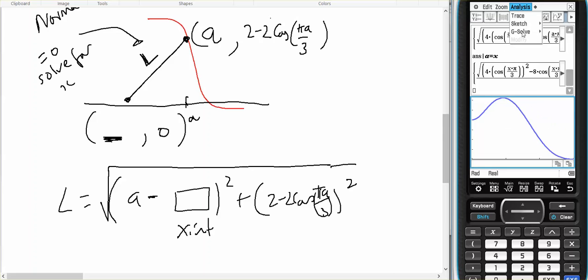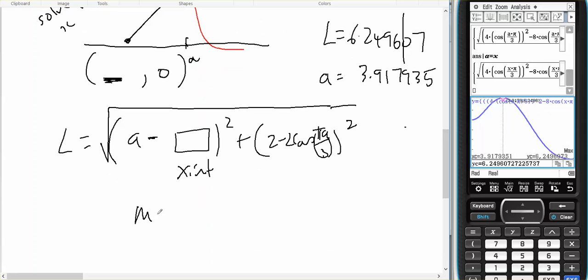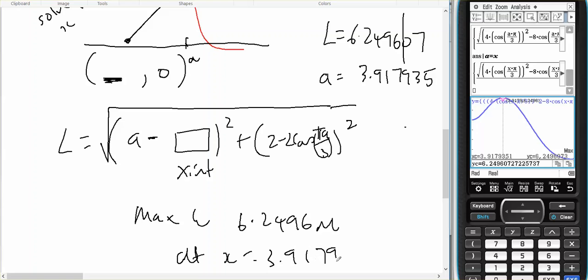So analysis, G-Solve should tell me that the maximum value of the length will be 6.2496. And that's when A equals, or X equals, 3.917935. Therefore, maximum length is 6.2496 meters at X equals 3.9179 meters.